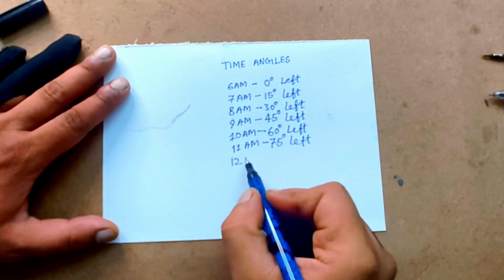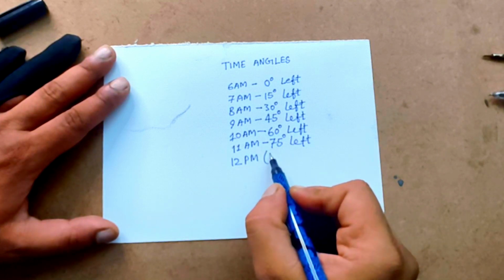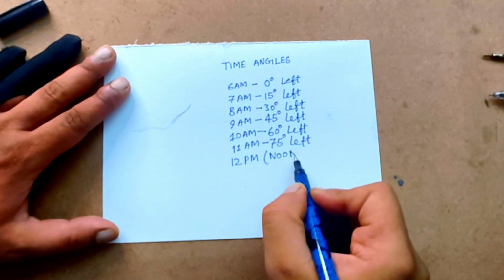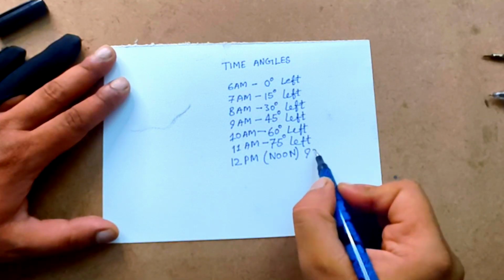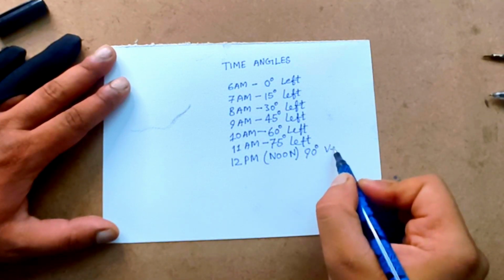And for 12 p.m., that is noon, we use 90 degrees vertical.